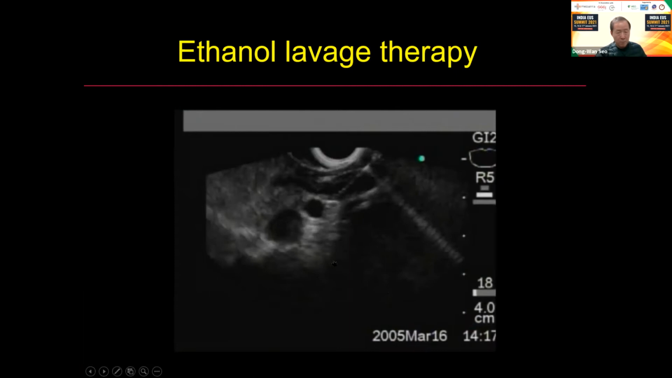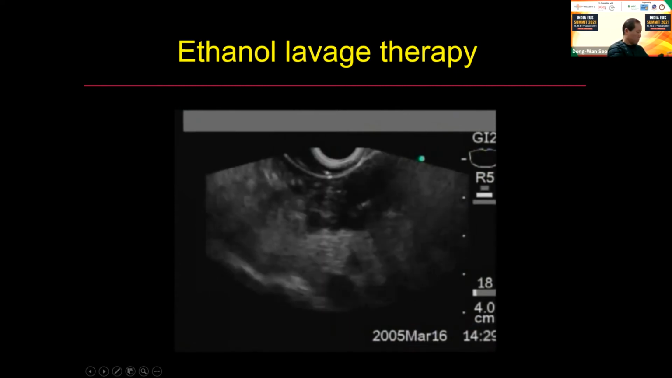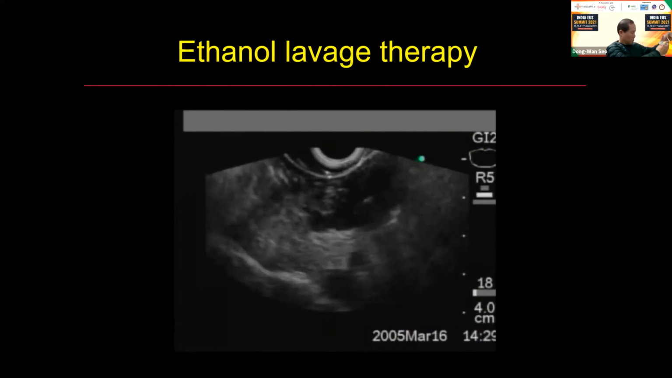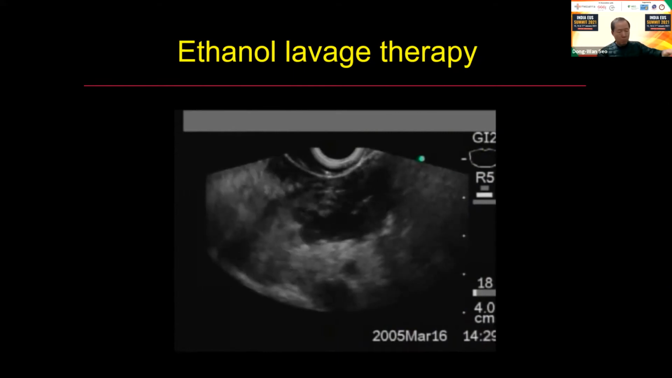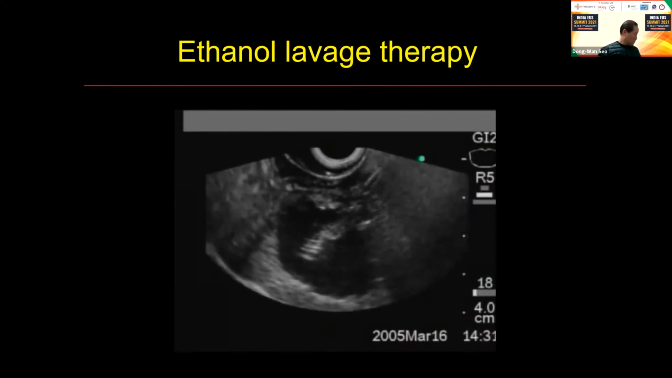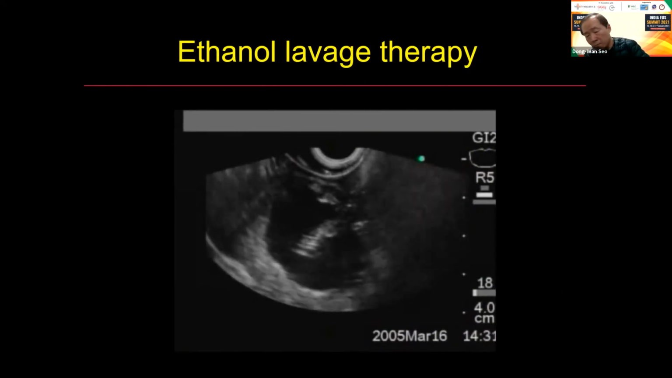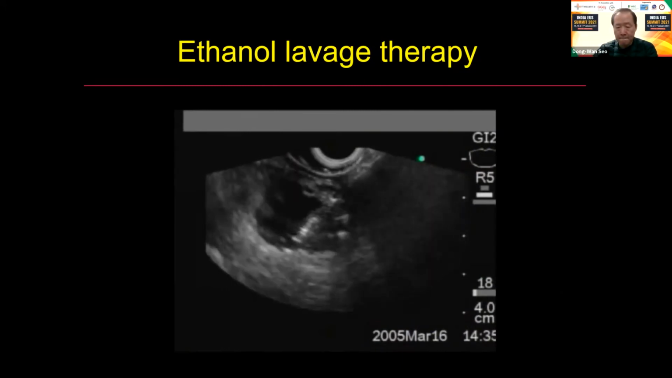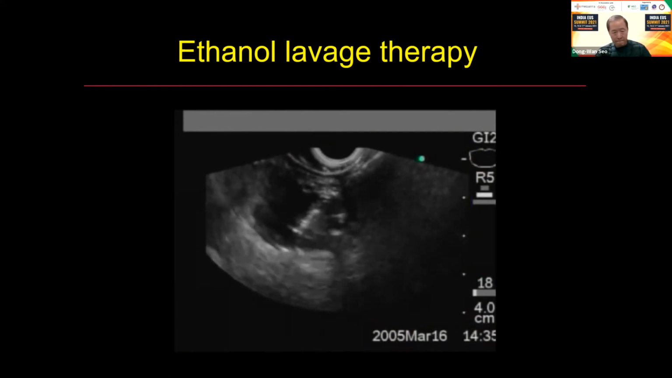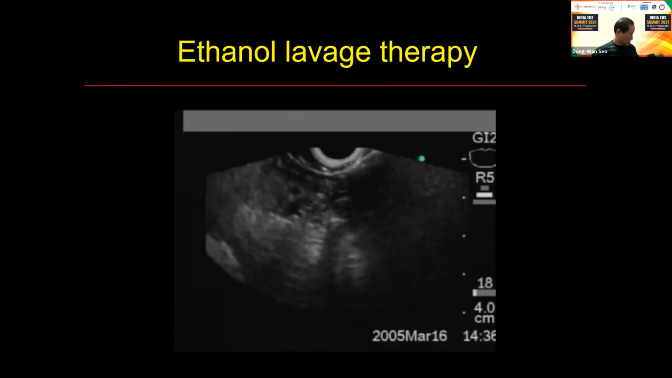After cystic fluid aspiration, we can inject ethanol into the cystic cavity. Now we can see the cavity size is increasing. The amount of ethanol is generally the same as the amount of aspirated fluid. After ethanol injection, we can do re-aspiration. Now the cyst is collapsing, and this procedure can be repeated 3 or 4 times. This technique is called ethanol lavage.